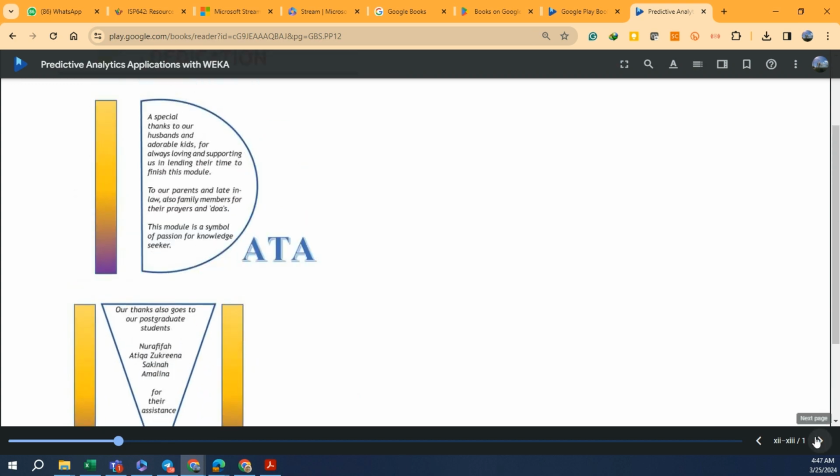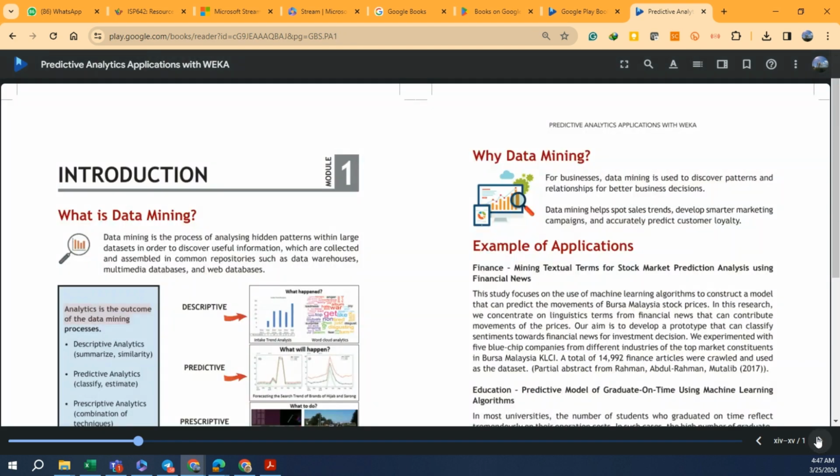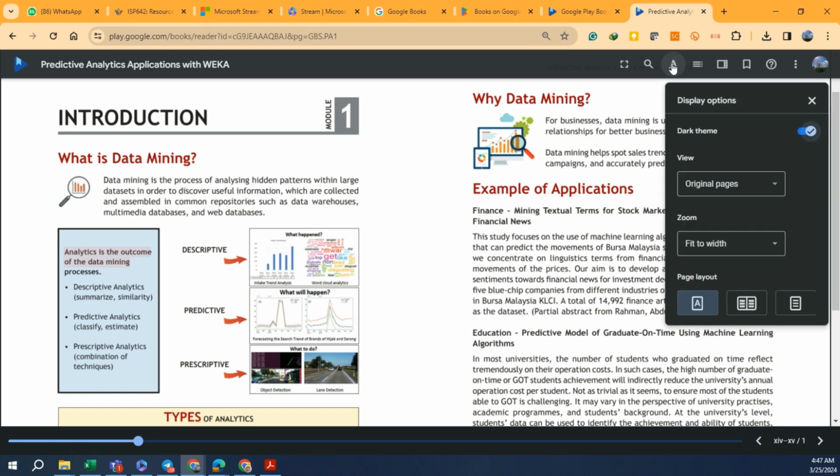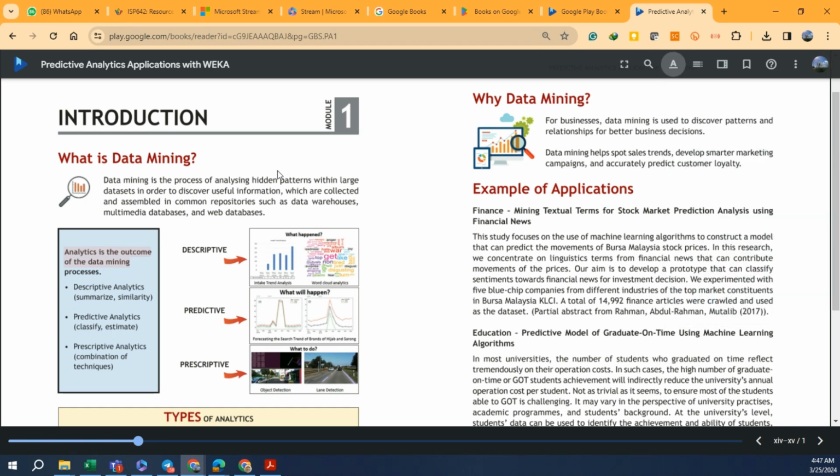So it's an acknowledgement. Okay, so these are the beginning. So kita akan tengok first it begins with the description of data mining. This part you will learn in a lecture with Dr. Hamidah. So kita tengoklah sikit apa dia cerita pasal apa data mining.